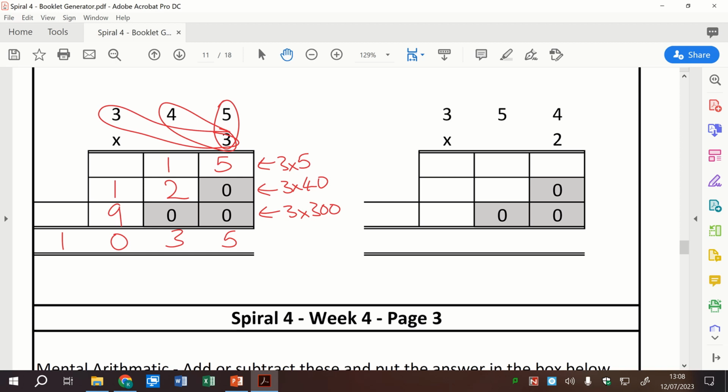Okay, let's do one more. So here is going to be 2 times 4, which is 8. Here is going to be 2 times 50. Okay, so 2 times 10 is 10. Okay, and we've already got the 0 there, which makes it 100. Makes life so much easier. 2 times 300 is going to be 600. So 2 times 3 is 6. So we add them together and we've got 8, 0, 7.